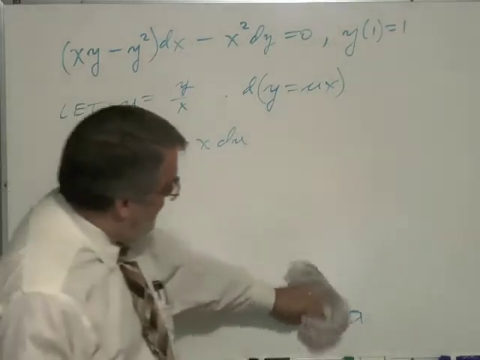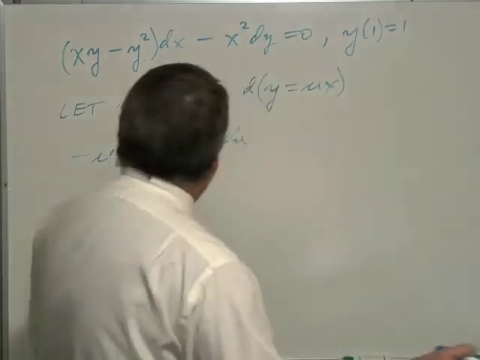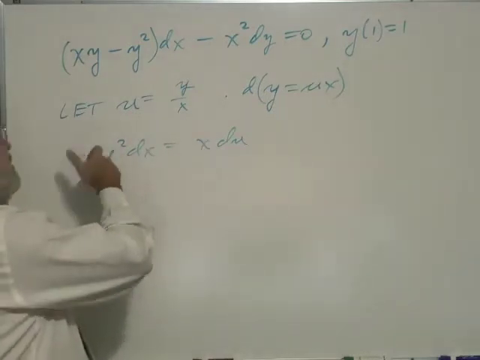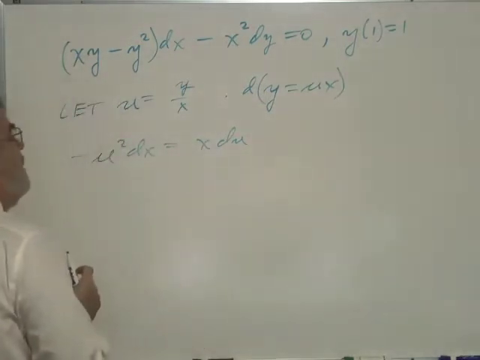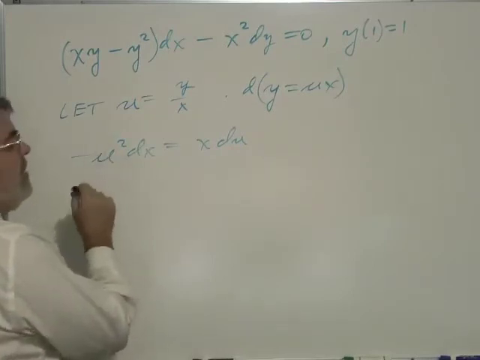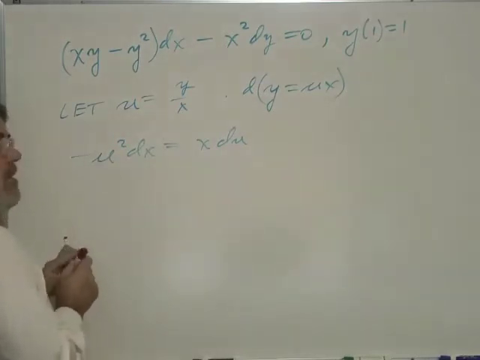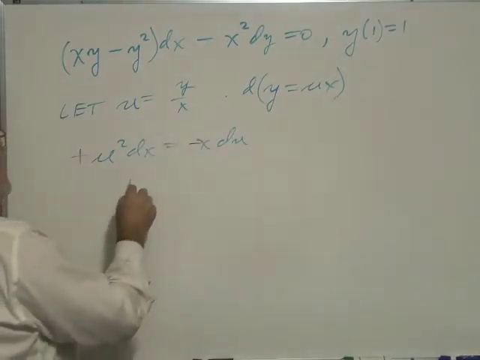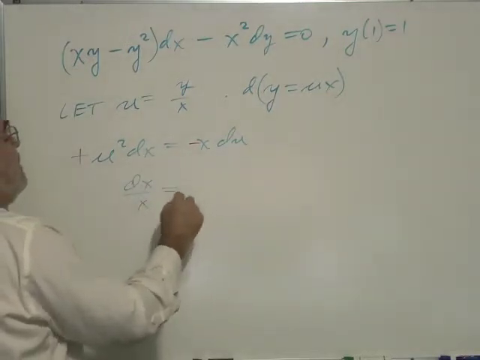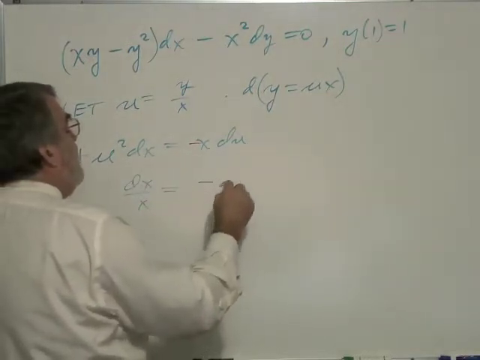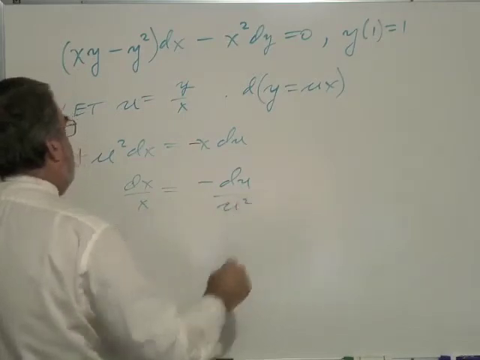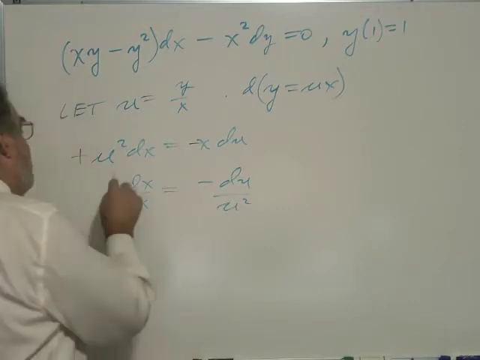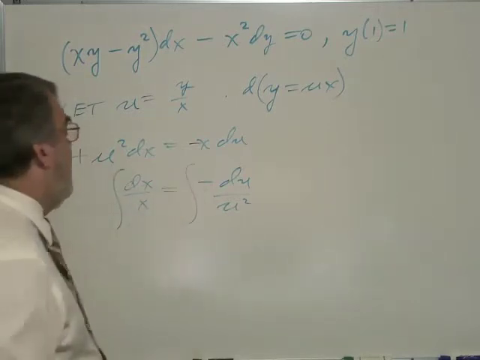Go ahead and erase this. Well, let me see, we'll separate the variables. So I'm going to divide by x, and I'm going to divide by negative u squared. I think I'd like to have that negative on the right side. You'll see why in a second here. So I've got dx over x equals negative du over u squared. Alright. The variables are separated, which means we can integrate.